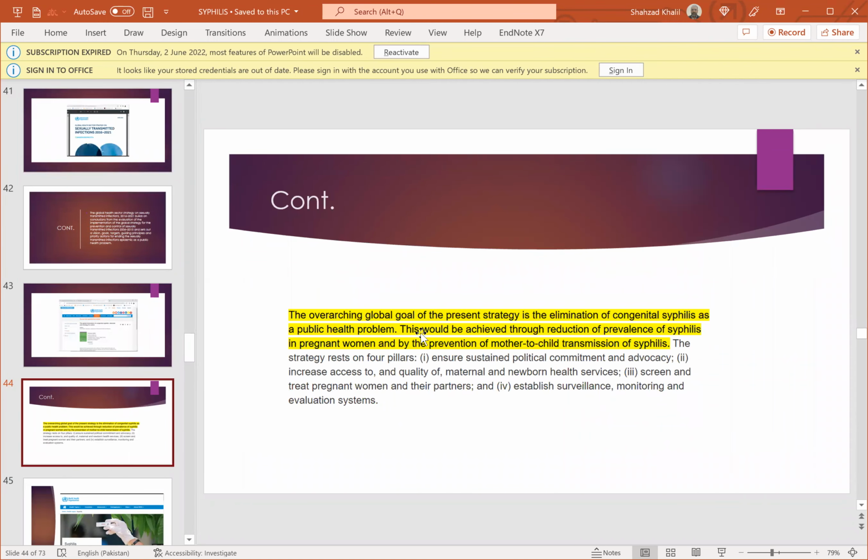The overarching global goal of the present strategy is the elimination of congenital syphilis as a public health problem. This would be achieved through a reduction of the prevalence of syphilis in pregnant women and by the prevention of mother-to-child transmission of syphilis. This strategy rests on 4 pillars. Number 1 is to ensure sustained political commitment and advocacy, increase access to and the quality of maternal and newborn health services, screen and treat pregnant women and their partners, and lastly, establish surveillance, monitoring, and evaluation systems.